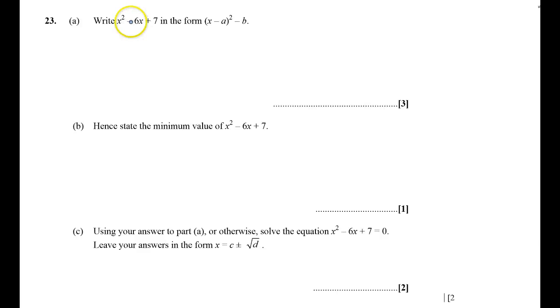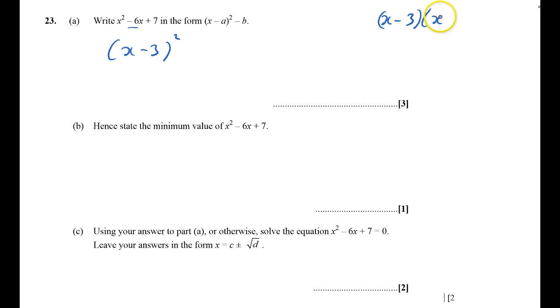Got to write this in completed square form. So it's going to be x something squared, and the bit which goes in the bracket here is always half of the number of x's, so that'll be minus 3. I always work out to see what I've written down.